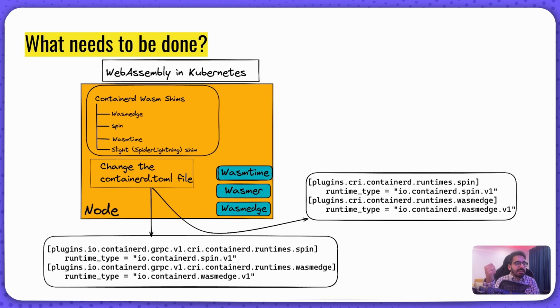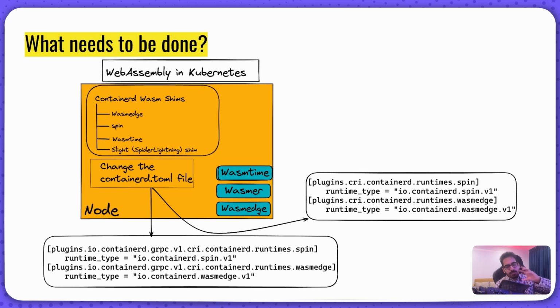And then you need to change the containerd.toml file. In that, you need to actually specify the runtimes, if it's Spin, if it's WasmEdge, and then you have to give the runtime type. It is also dependent on the Kubernetes distributions. Like if it's K3s, then it's CRI.containerd.runtime.spin. And if it's the regular kubeadm type of Kubernetes cluster, then it's plugins.io.containerd.grpc.v1.cri.containerd.runtime.spin, and then you add the runtimes.